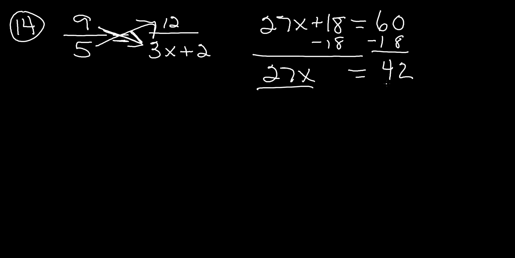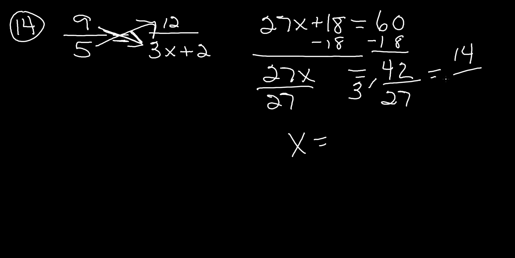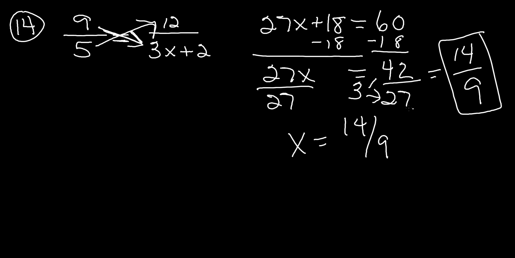So when I divide by 27 on both sides, I'm going to have x equals 42 over 27, but I want to simplify that if I can. So let's see, 3 goes into 42 14 times, and 3 goes into 27 9 times. So I'd have 14 over 9 as my answer. Good enough? Good enough.